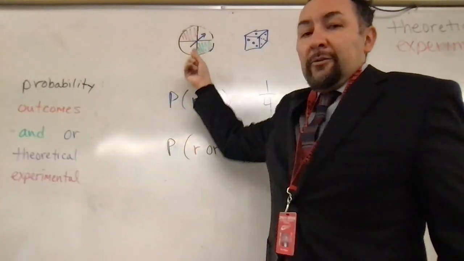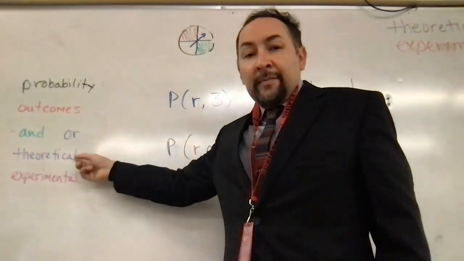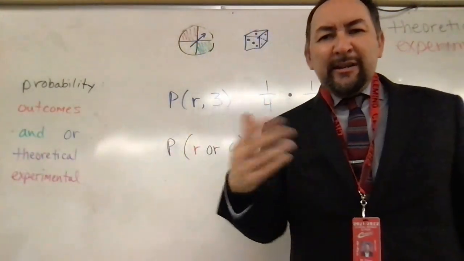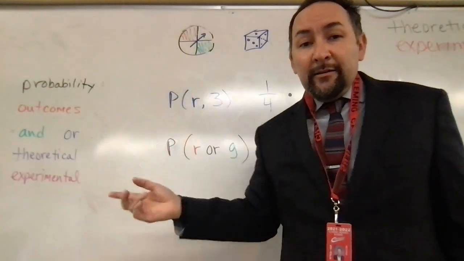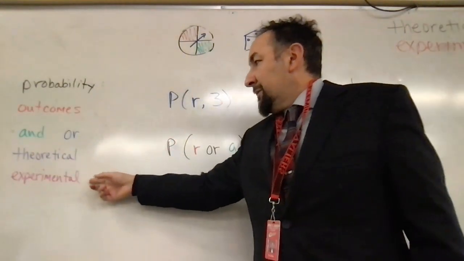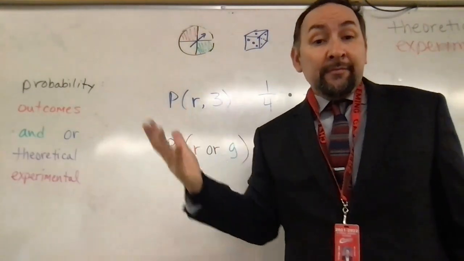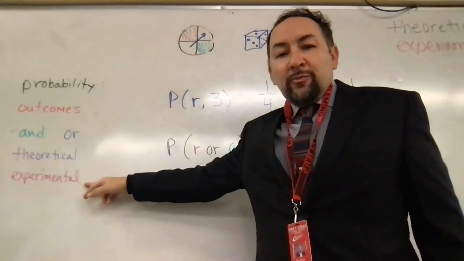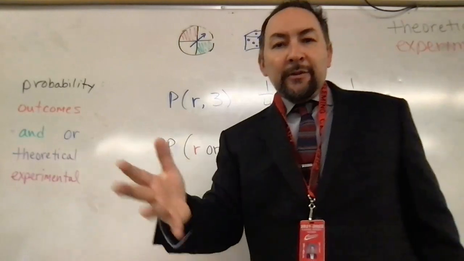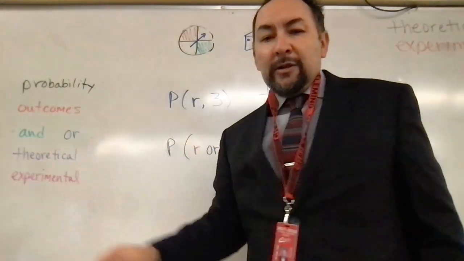You should land on red 1 out of 4 times, but you might spin it 5 times and never land on red. Maybe the experimental probability that you landed on red was only 1 out of 10. Who knows? But experimental means what actually happened when you did the experiment, when you tried. Theoretical means what should happen.